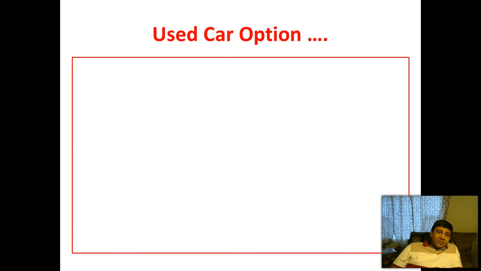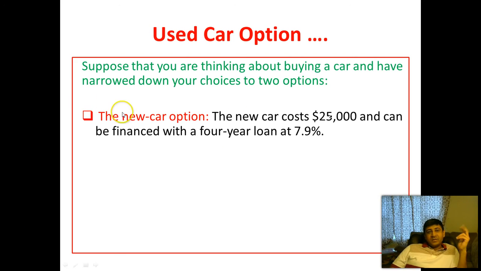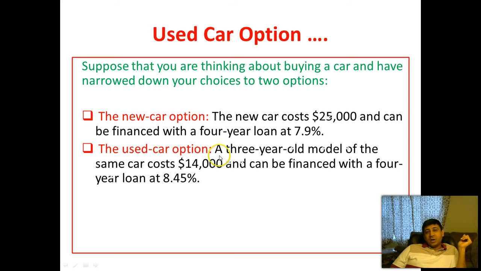So third option, first we talked about buying a car, then leasing a car. Now let's say buying a car, but a used car option. So we'll look at a situation. Suppose that you are thinking about buying a car and have narrowed down your choices to two options. First option is a new car option. New car costs $25,000 and can be financed with a 4-year loan at 7.9%. That's one option.